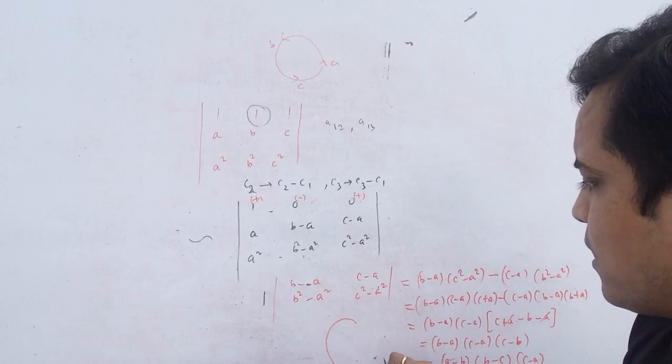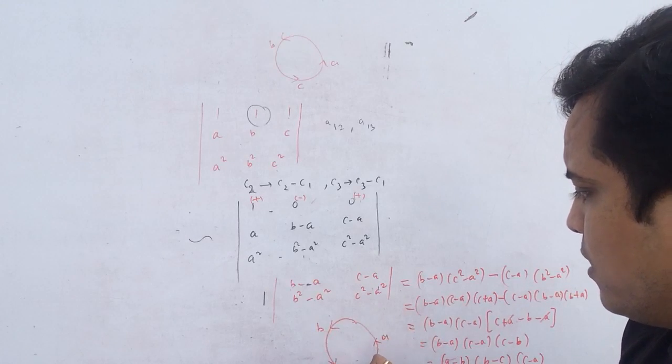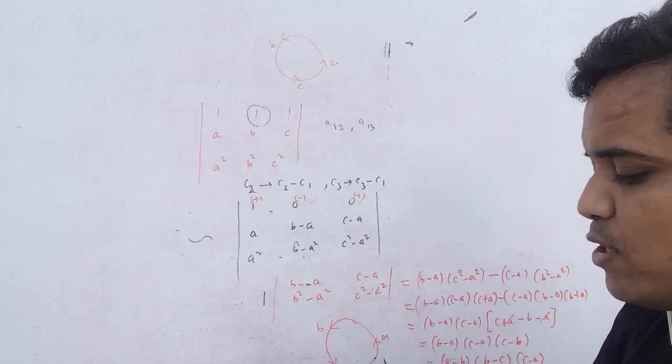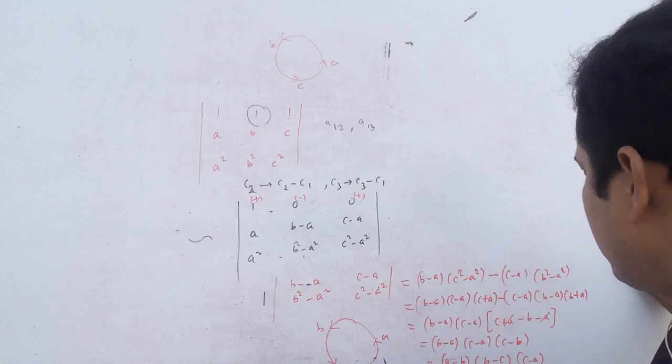Isn't it cyclic? How? A, b, c: a minus b, b minus c and c minus a. You are getting the answer like this. So that's why we call it cyclic.